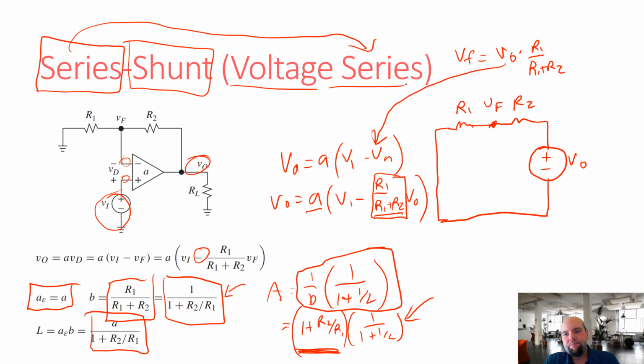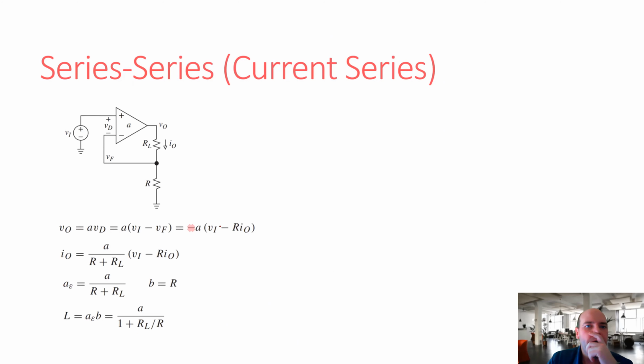Okay. Let's do series. So series, current series. So let's think about what that means. Just going by the name. Series means we are combining voltages at the input. We're adding voltages in series at the input. And we are sampling in series. We sample voltages in parallel, we sample currents in series.